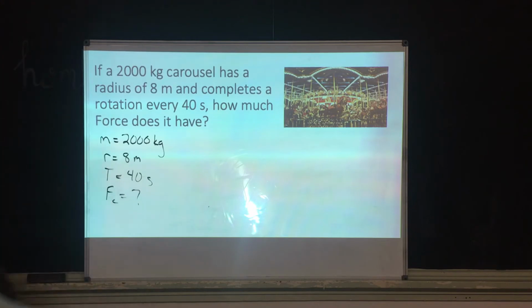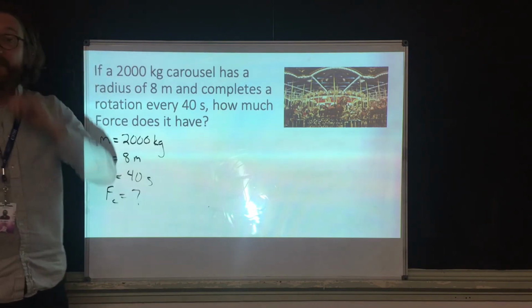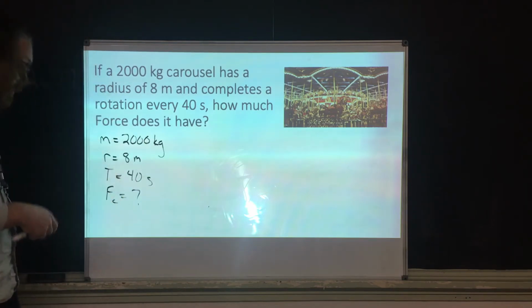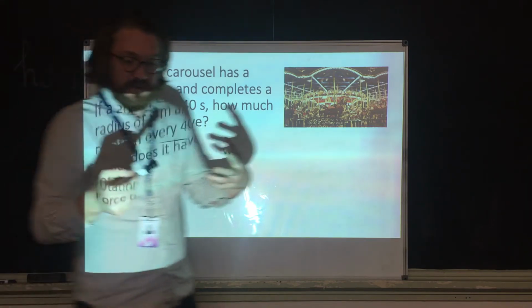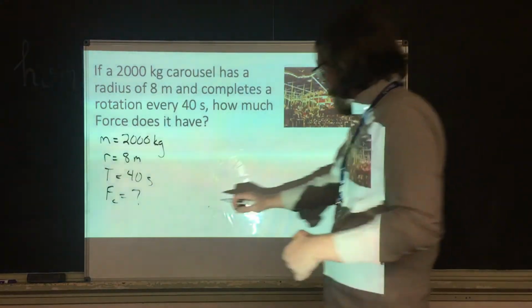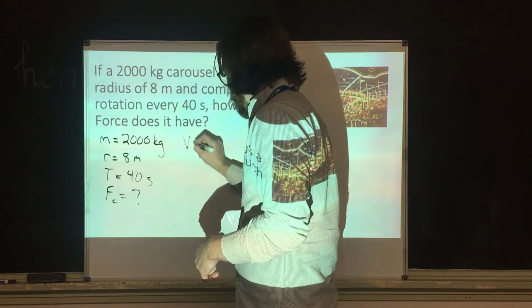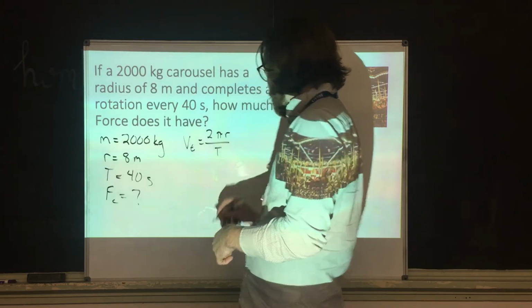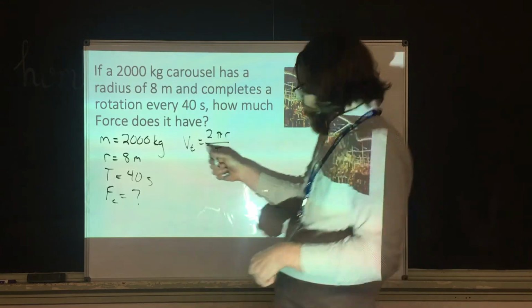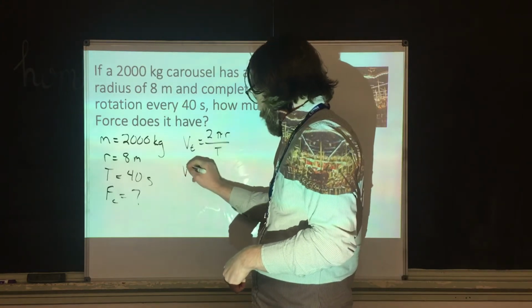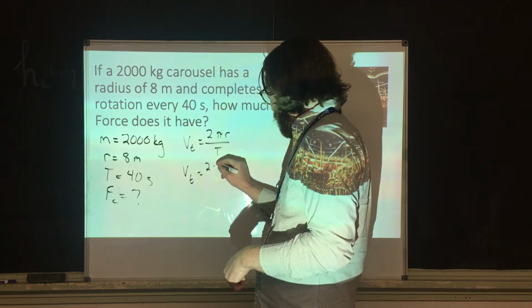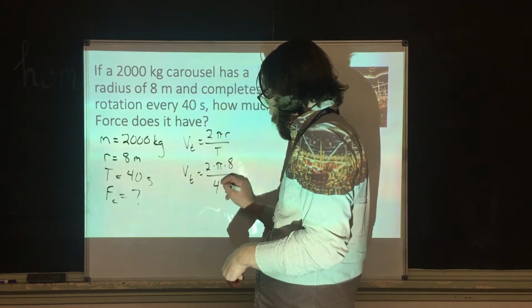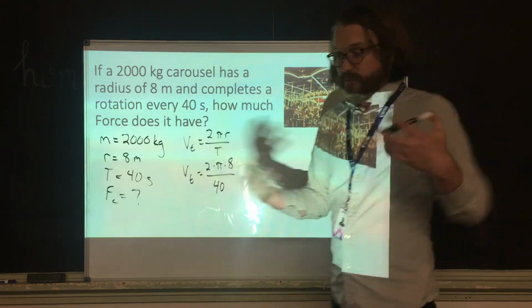Now, this is a big dog problem, and it shows us every aspect of centripetal force because we've got to find all three things. The first thing we've got to find is the velocity. So let's start there. Our tangential velocity is equal to 2 pi r divided by time. So we plug in everything we know. Our velocity is equal to 2 times pi times the radius, which is 8, divided by the time around, which is 40. And to find this, we're going to need a calculator.